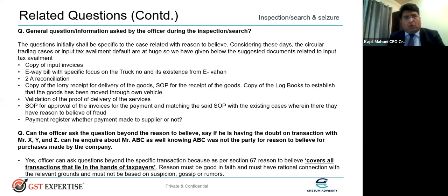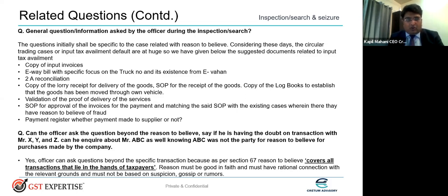Now, what are the general questions which are being asked by the officer during the inspection? This question is again very important. When the inspection team comes to your premises, what generally happens is a kind of threat and an atmosphere of terror is created, as if these officers have come and will now do an inspection search. And even if a genuine assessee feels there is something they might be doing inadvertently, that can create a hassle for them.